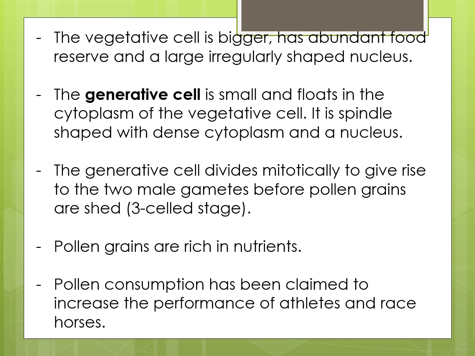The vegetative cell is bigger, has abundant food reserve and a large irregularly shaped nucleus. The generative cell is small and floats in the cytoplasm of the vegetative cell. It is spindle shaped with dense cytoplasm and a nucleus. The generative cell divides mitotically to give rise to the two male gametes before pollen grains are shed.